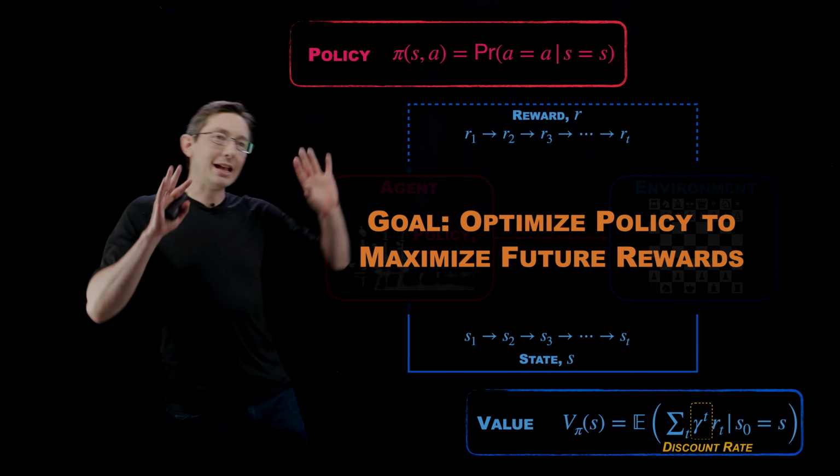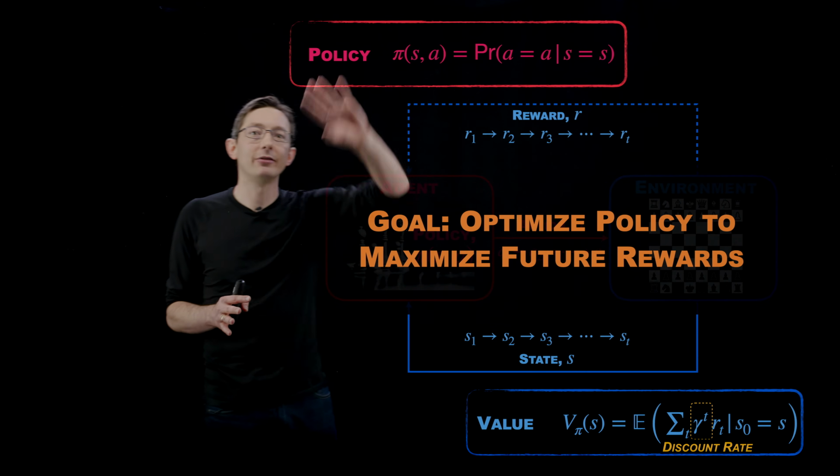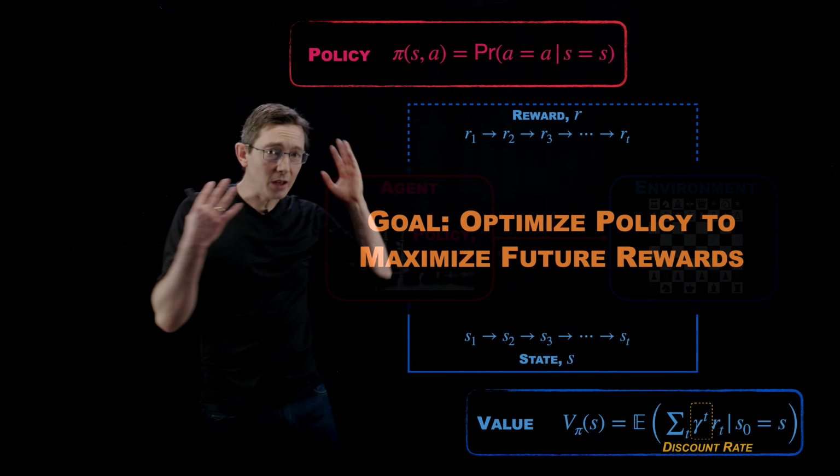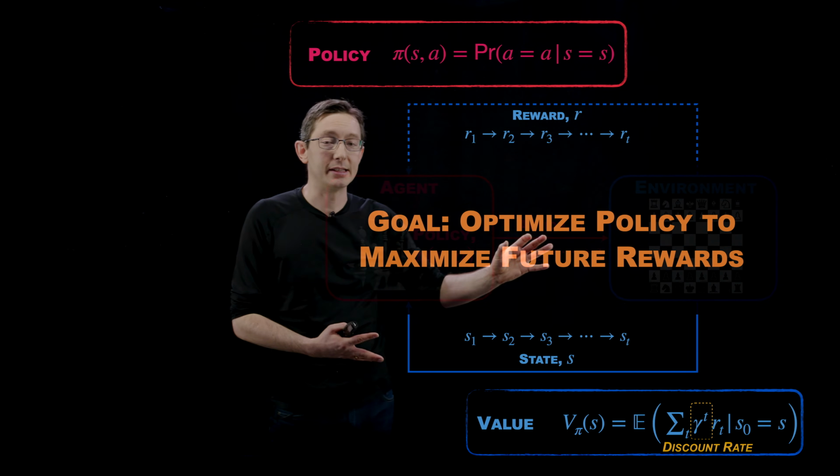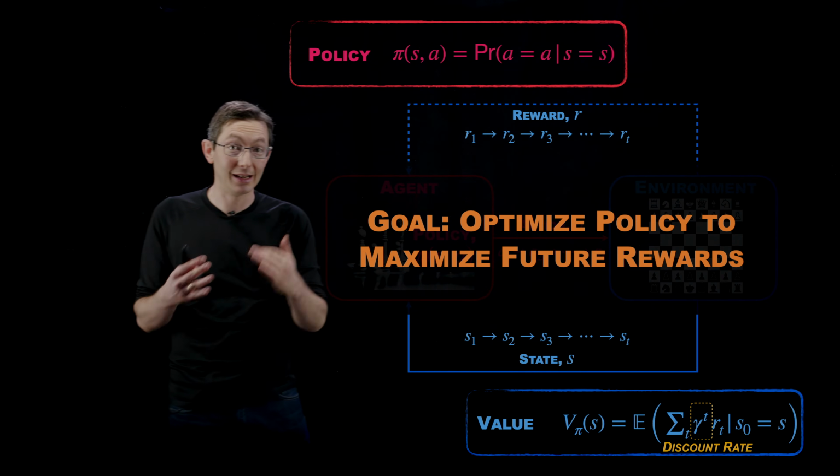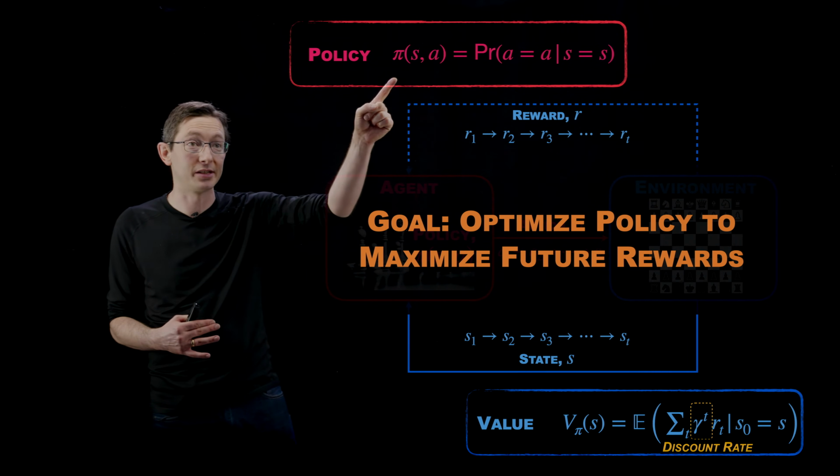Good. So in this large framework, again, this is the reinforcement learning framework. The goal is then to optimize your policy to maximize your future rewards. So at the end of the day, it's an optimization problem to solve for pi.